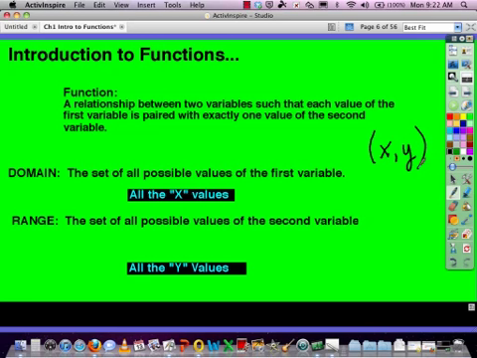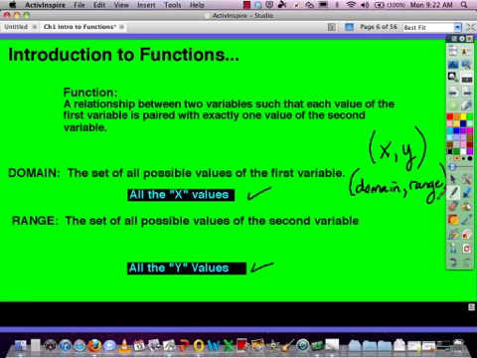Now, we're also going to give that x another name. It will have several throughout the year. But notice, domain, the set of all possible values of the first variable. We like to think of that as the x values. Then the range is the set of all possible values of the second. We like to consider those the y values. So if we came back up here, we could say, oh, domain, range is another way to think of this x, y ordered pair. Domain, range.